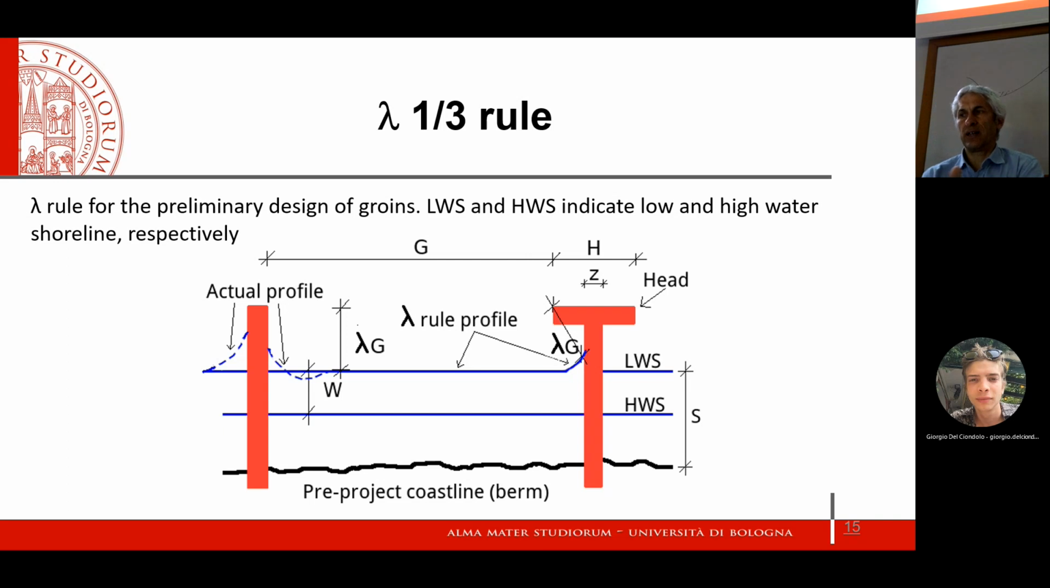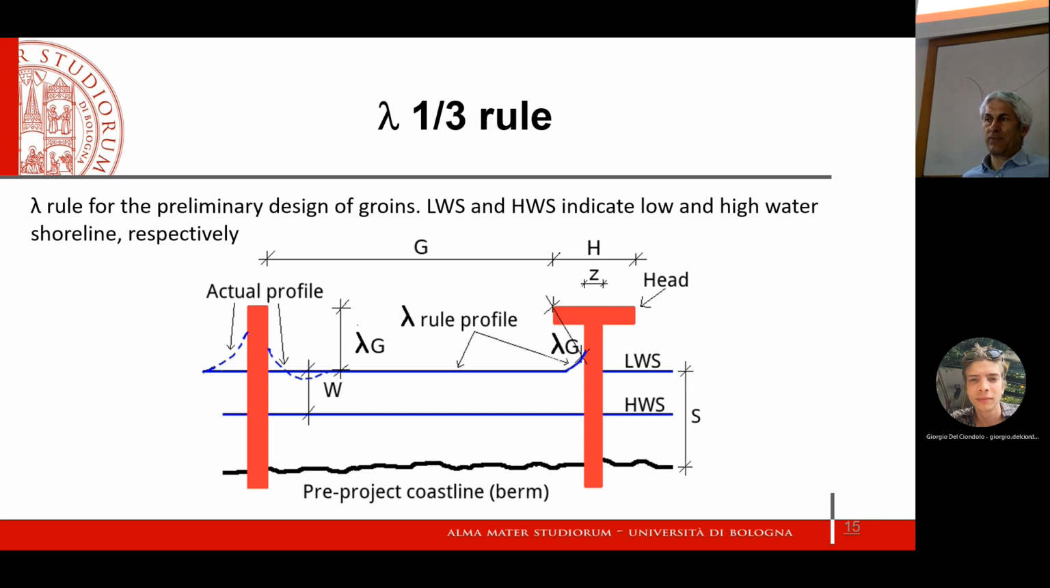And you can assume that the pre-project coastline, the position of the berm before the project, is given by the black line. And here it's also indicated the high water shoreline, which is placed at a distance W from the low water shoreline. We will discuss it later. Of course, the distance W depends on the tidal range, okay? And we can indicate with capital S the gain in beach that we got with the groins.